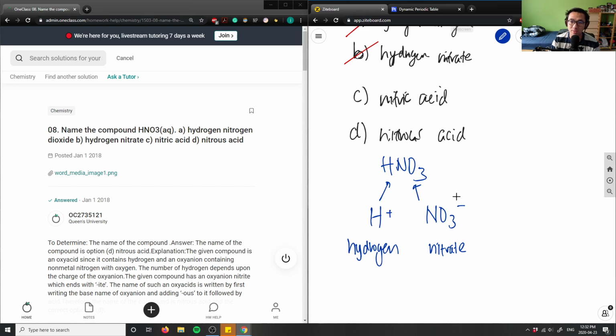We want to follow how to name our oxy acids. In order to name our oxy acids, we eliminate the hydrogen. We drop the hydrogen in its name, and we add acid to the name after. So this is nitrate acid. Then we drop the ATE and change ATE into IC. So this compound is nitric acid. So C is our correct answer.